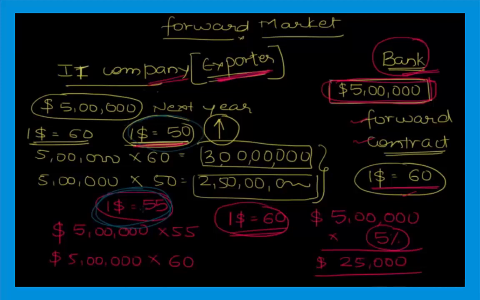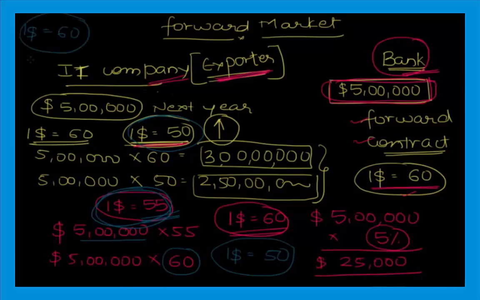Which means even if it is $1 equal to 55 rupees, then after a year when the 5 lakh dollars are to be received, still the transaction from the bank side to the IT company will happen at 60 rupees. And even if $1 becomes 50 rupees in the market, the bank will pay as per the 60 rupee contract, which means 5 lakh dollars will be converted at 60 rupees only.